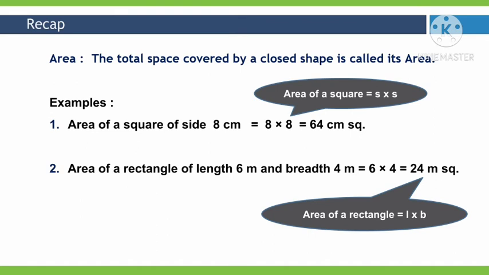Before going into today's session, let us recall what we learned in the last session. We learned what an area is. Area is the total space covered by the closed shape. And we learned area of a square equal to S into S. That is, you have to multiply the side twice to get the area. And area of the rectangle is length into breadth.